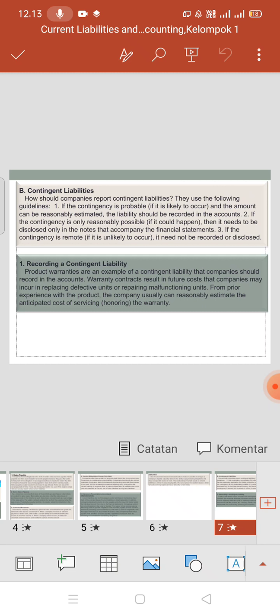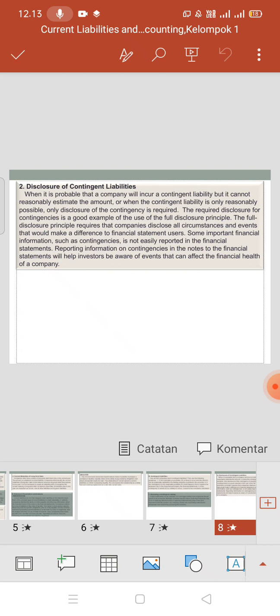Product warranties are an example of a contingent liability that companies should record in the accounts. 2. Disclosure of contingent liabilities. When it is probable that a company will incur a contingent liability but it cannot reasonably estimate the amount, or when the contingent liability is only reasonably possible, only disclosure of the contingency is required.